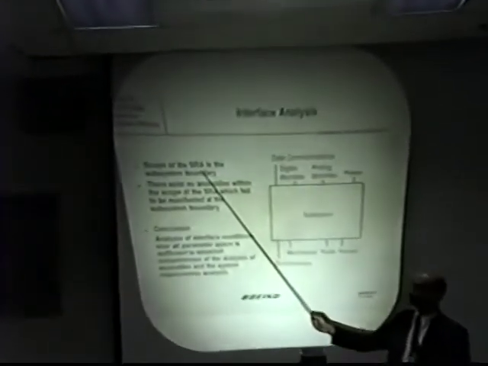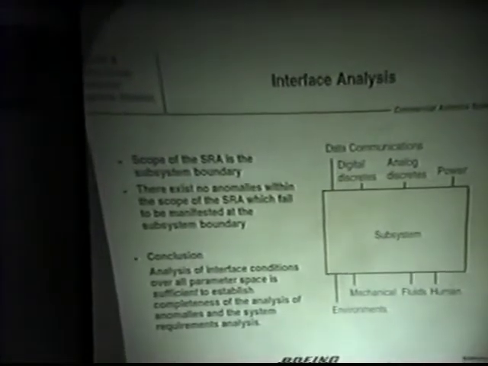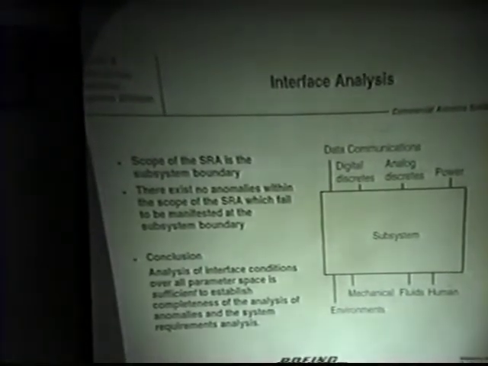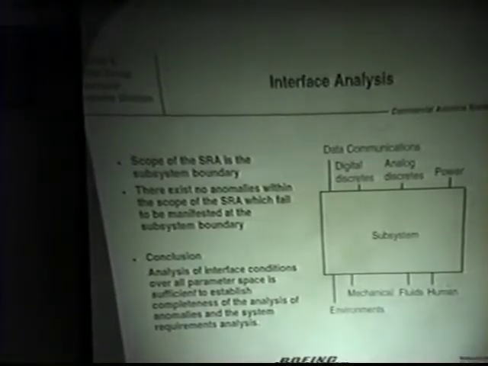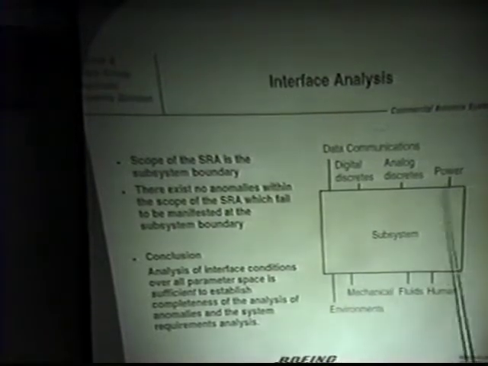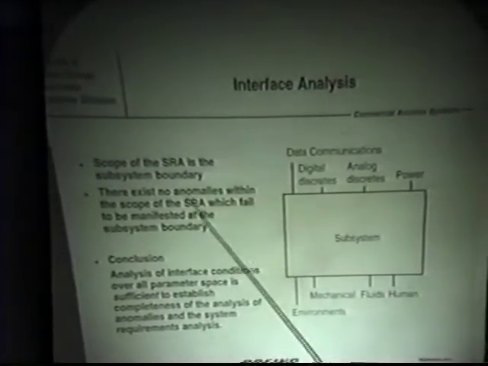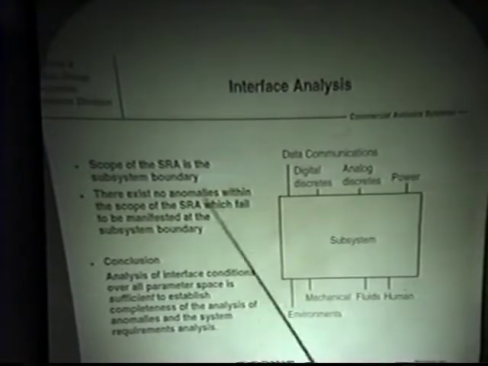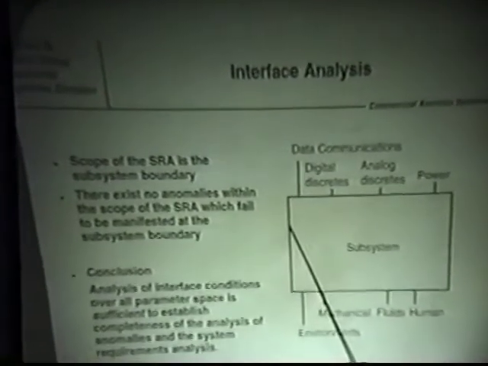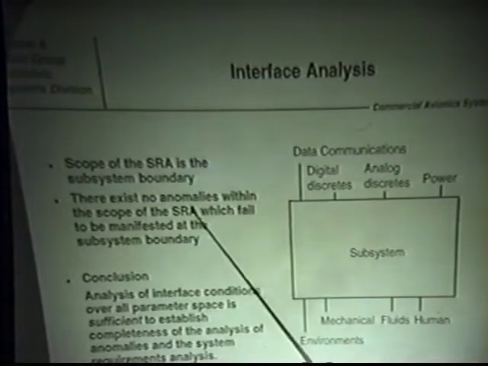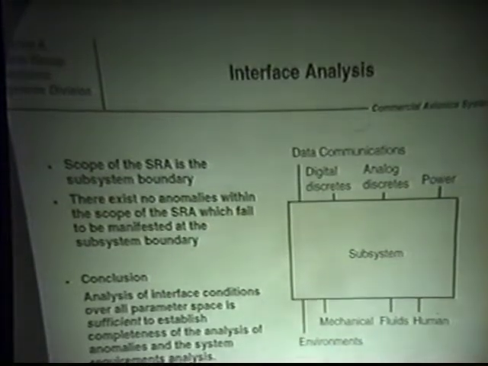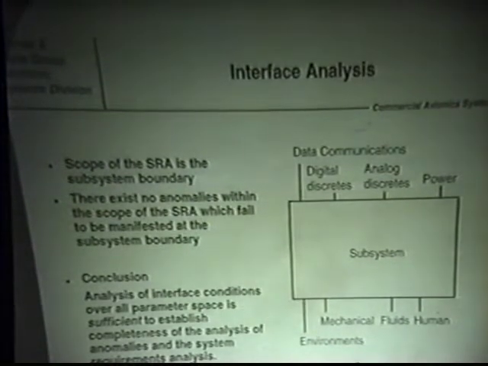That's simply because the scope of the system requirements analysis is at the interface of the subsystem you're analyzing. You don't need to know what's going on inside, because that's where we perform the detailed design, the how I get to the interface condition. But when we look at the system requirements analysis, and the scope of that being what happens at the boundary of the subsystem, no matter what it is, there exist no anomalies within the scope of the system requirements analysis, and therefore needing to be documented at this level of the design analysis, which fail to be manifested at the subsystem boundary.